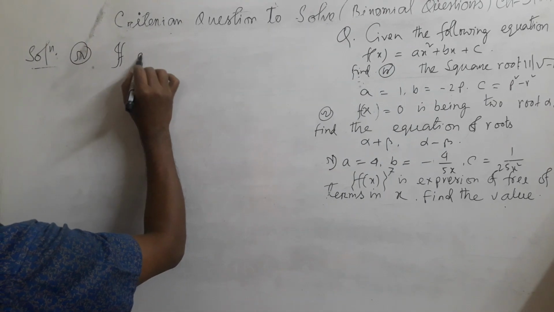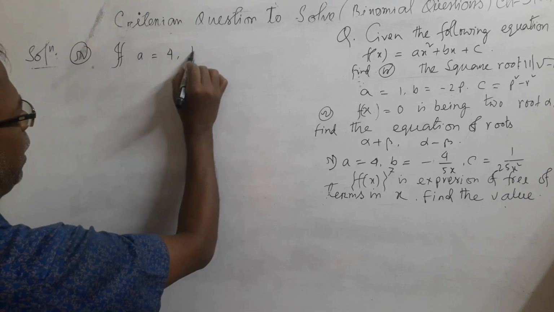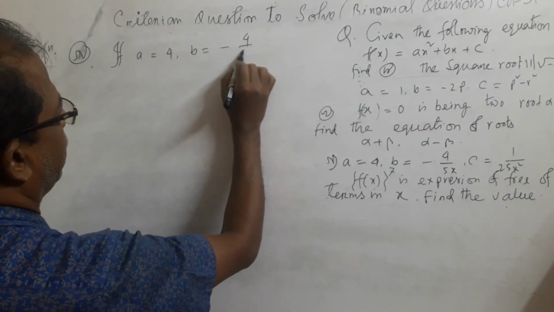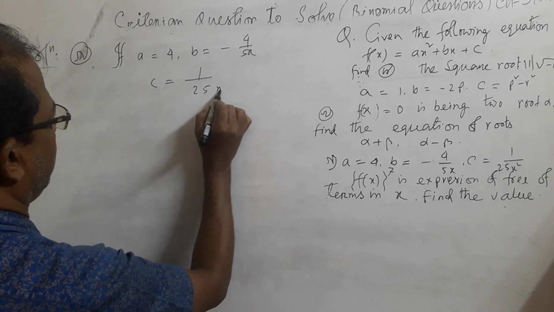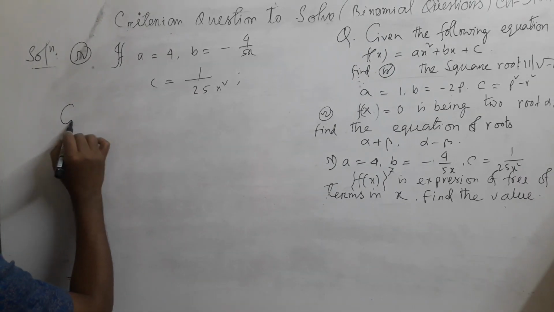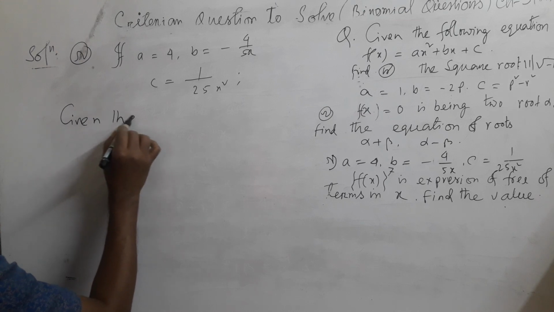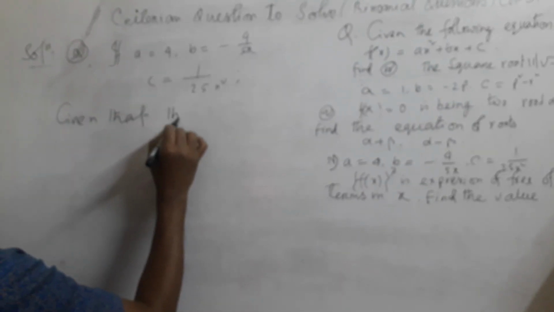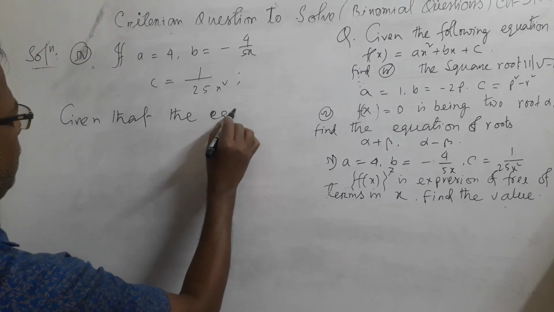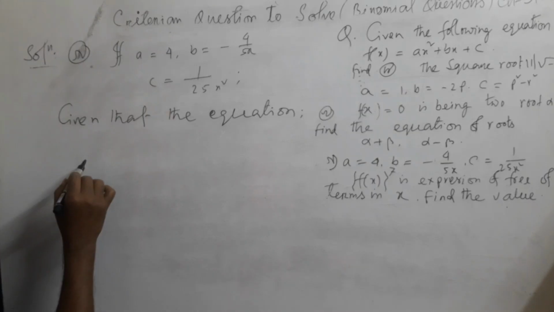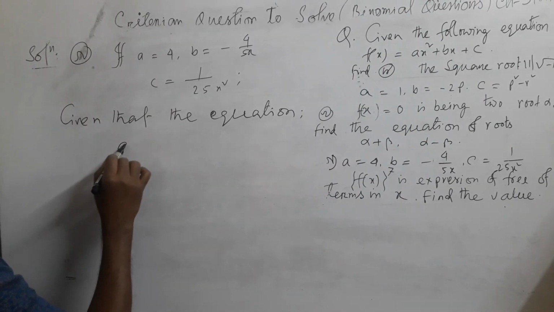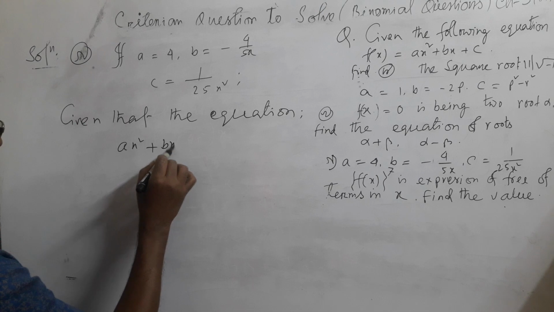If a equal to 4, b equal to minus 4 divided by 5x, and c equal to 1 by 25x square. So given that the equation ax square plus bx plus c equal 0.